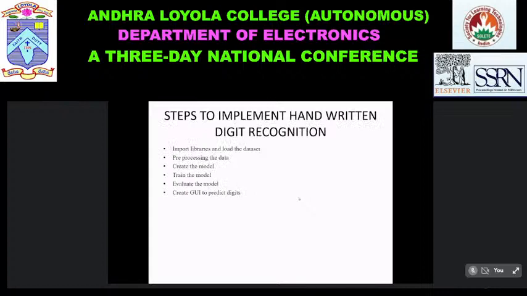And these are the steps implemented during handwritten digit recognition. First is importing libraries and loading the data set. Pre-processing the data, creating the model, training the model, evaluating the model, and creating a GUI to predict the digits.